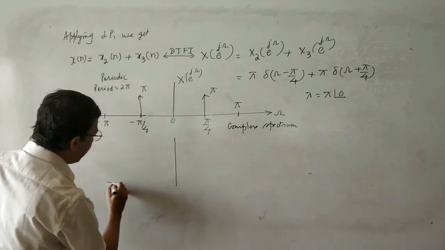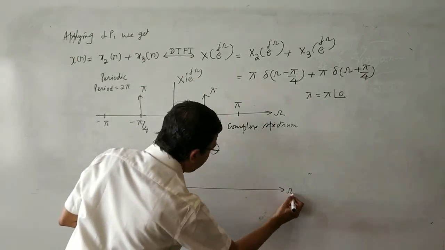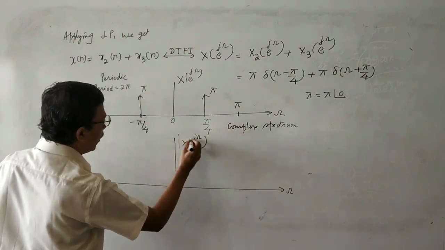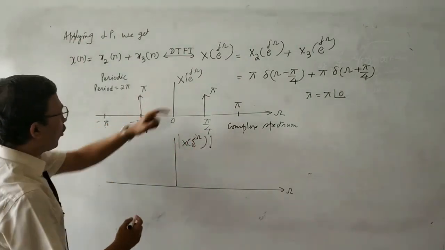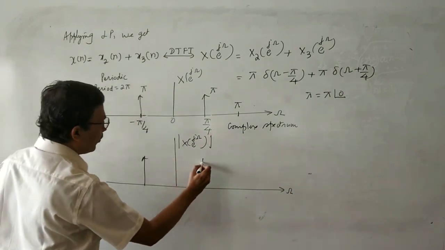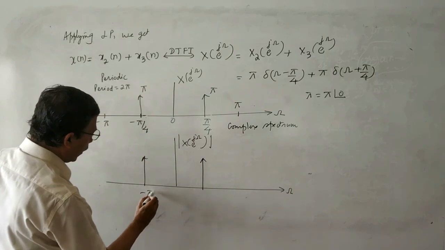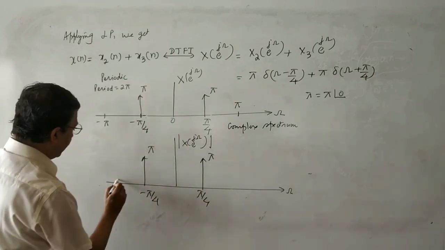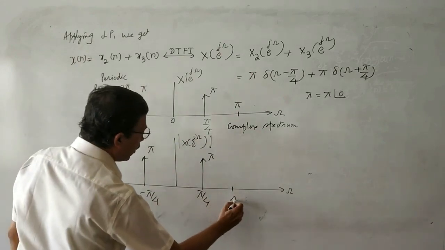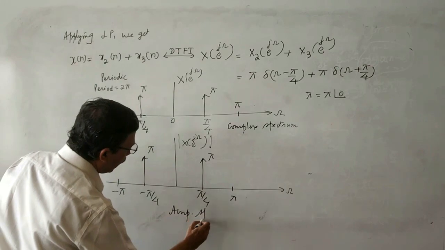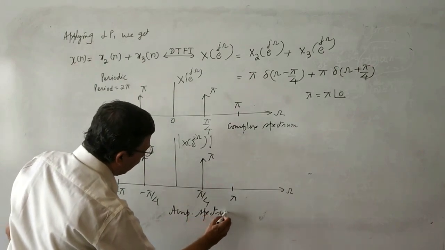Next I will sketch the magnitude spectrum. Y-axis is magnitude of x of e power j omega. Magnitude of pi is pi only. Therefore, this spectrum won't change. Minus pi by 4, plus pi by 4, pi. This is the amplitude spectrum. Phase spectrum is a null spectrum.